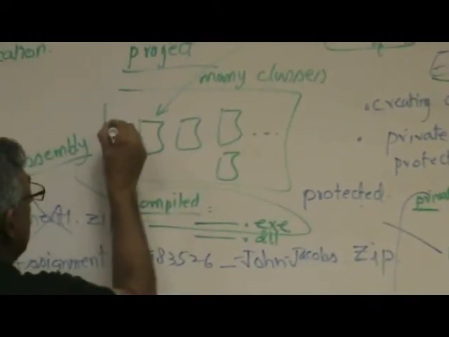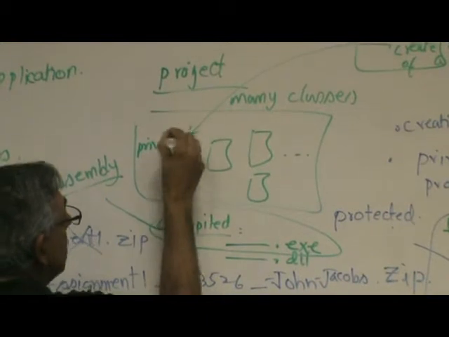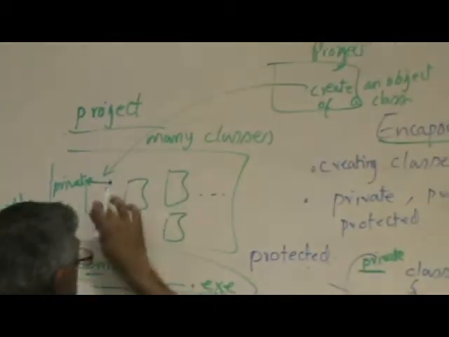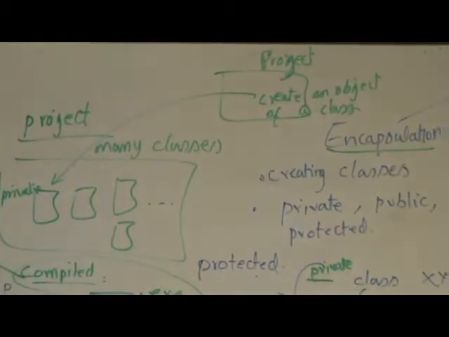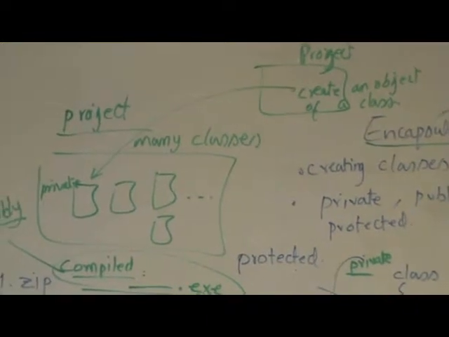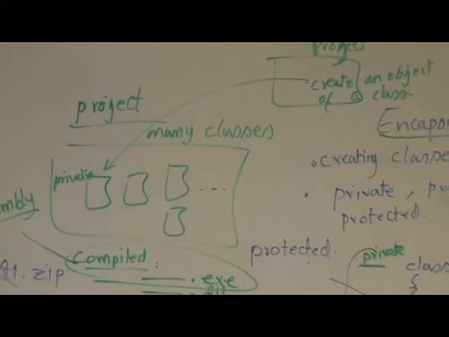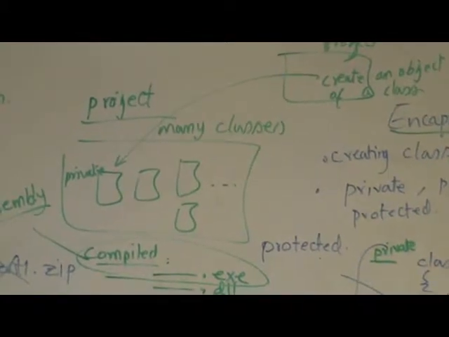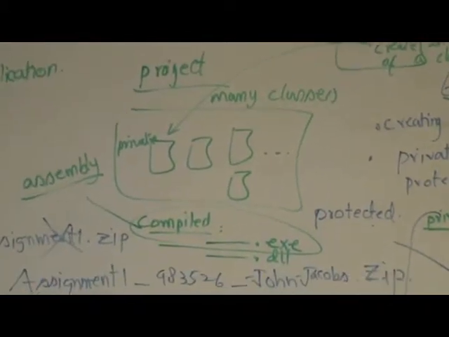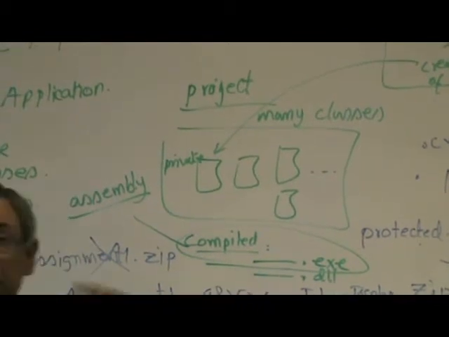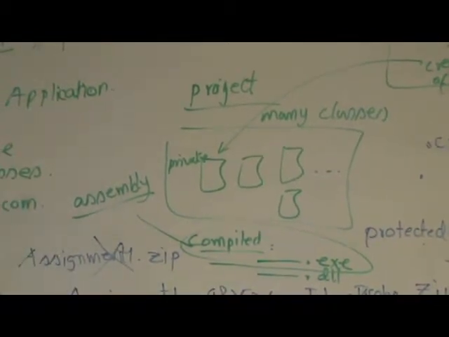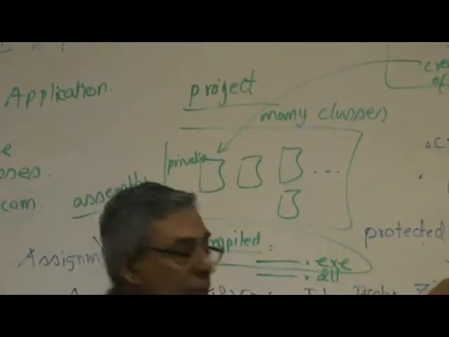So if it was marked private, what will happen? Will we be able to create this object of this class in a different project or a different assembly? No. So that's why at the class level also we have private and public, and gradually as I show you how to create DLLs and bigger projects, then we'll worry about this part.